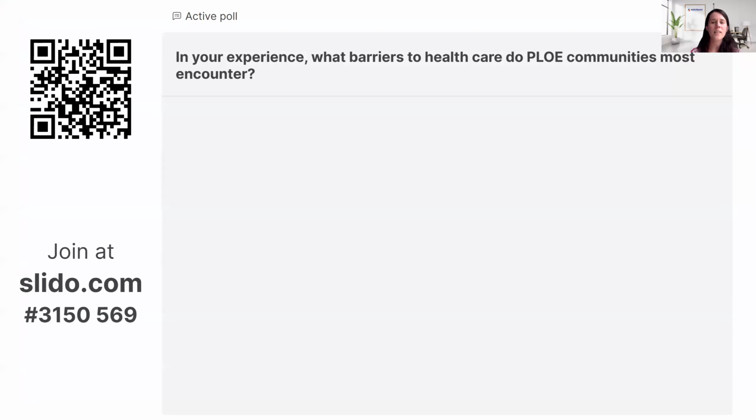To do this, we have an interactive tool called Slido that we're going to use throughout today's webinar. You can join today's Slido session in 2 ways, either by scanning the QR code on the screen with the camera on your mobile device, or by going to slido.com and entering code 3150569, which is also on the screen. And a note that you can keep this Slido page up because it's automatically going to update to the next questions that we'll be asking throughout the webinar today, and that way you don't have to rejoin for every question.